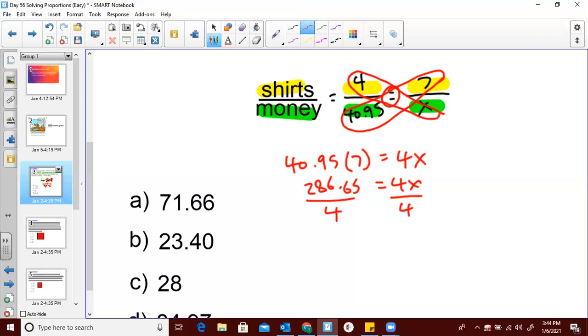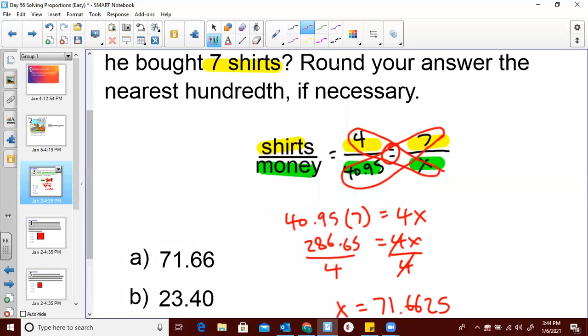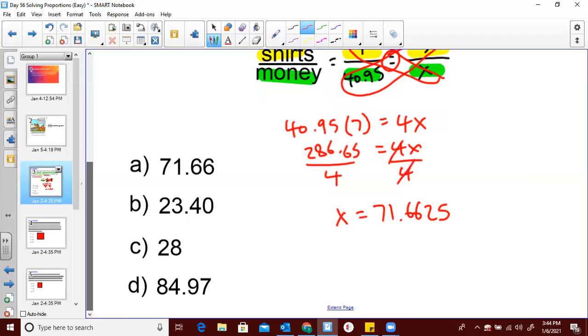Second step, divide each side by 4. We're going to do the opposite of our multiplication because we want to get this x by itself. And when you divide 286.65 by 4, you'll get 71.6625. Check your question. It says round to the nearest hundredth. So I'm going to go ahead and get rid of the thousandth and 10,000th place. And you can see that our answer is definitely A.